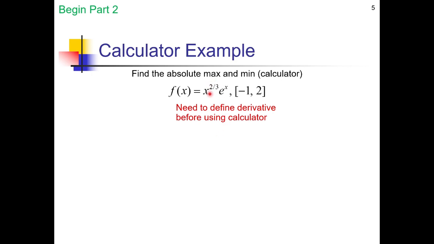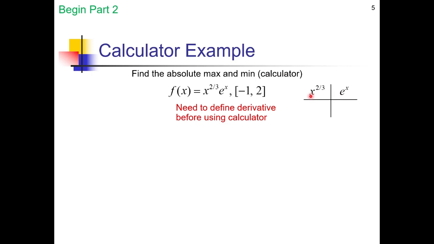So because we have a product, using the product rule would be helpful. So I'm going to bust out my box and ribbon here. I'm going to have my u and my v up here. So x to the 2/3 and e to the x. And now for my u prime and v prime.